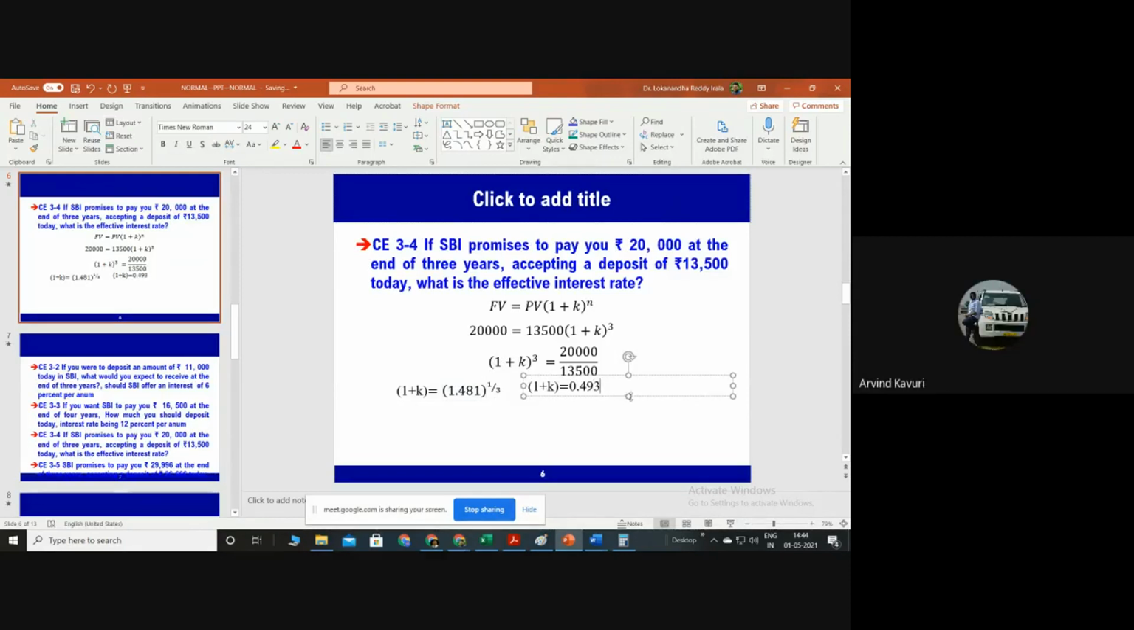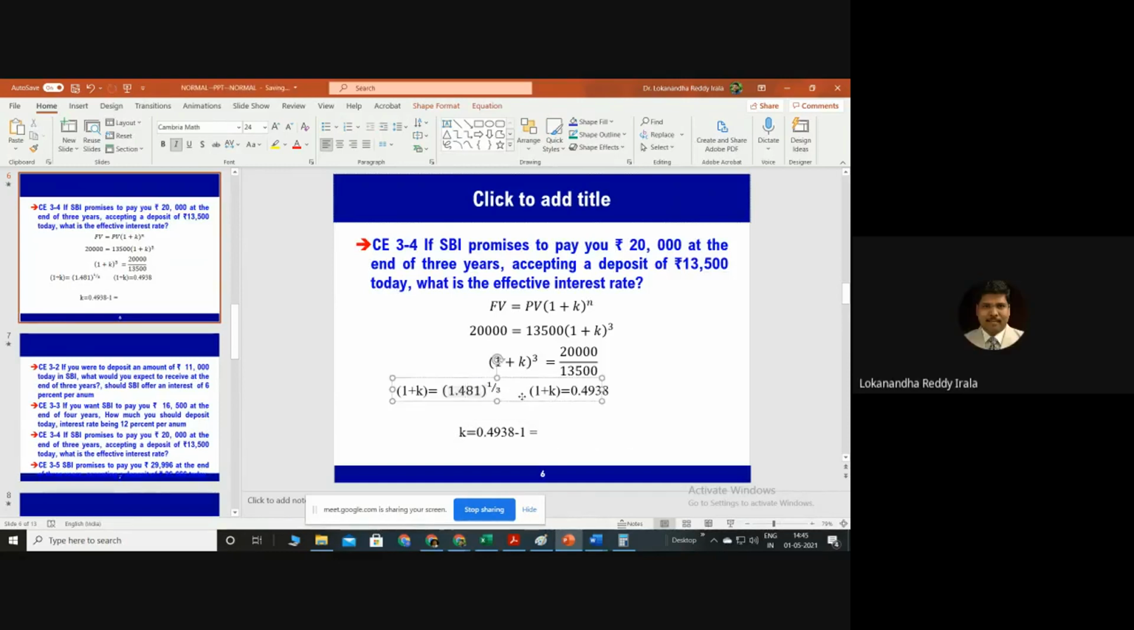0.493. One more digit also is there, 8 if you want to add. Yes, sure. Now, so k is equal to 0.4983 minus 1. So it's equal to how much? Minus 0.506. So now somewhere we made a mistake. It can't be minus. I think that value that I said, 1.481 whole power 1 by 3, is wrong.